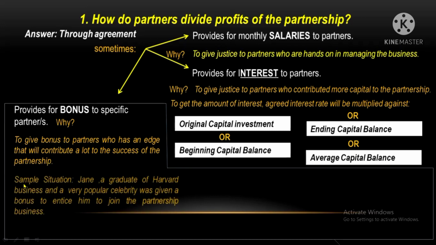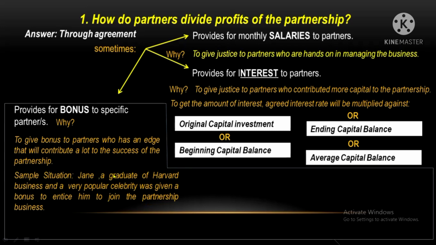To understand more, I have here an example. Jane, a graduate of Harvard Business and a very popular celebrity, was given a bonus to entice him to join the partnership business.